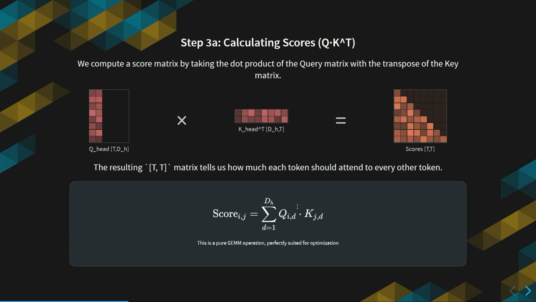So this is the standard formula for attention. But what we can see from here is that you're taking part of these dimensions and seeing how each token attends to the other tokens.